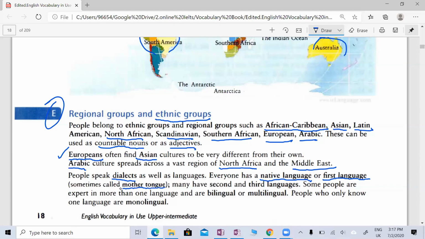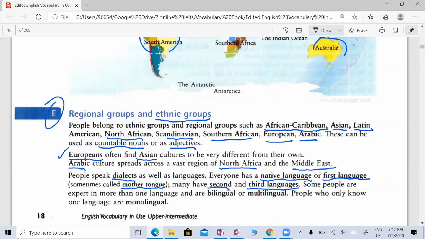This is also called your mother tongue, meaning your native language or your first language. Many have second and third languages. If you have acquired another language, that is your second language, and there is a third language which you can use to communicate, that is your third language.